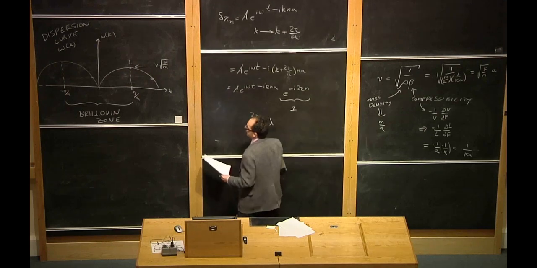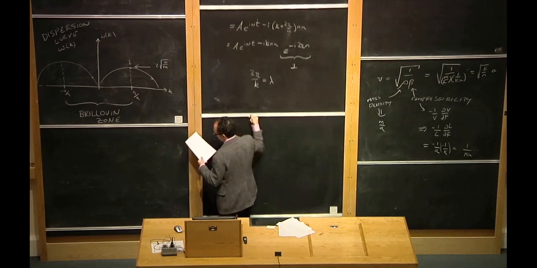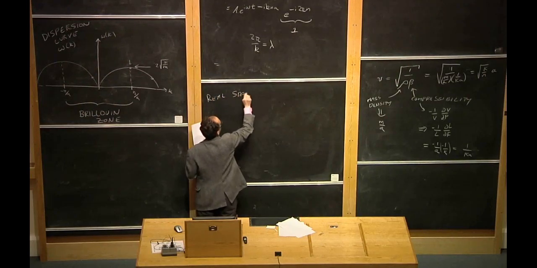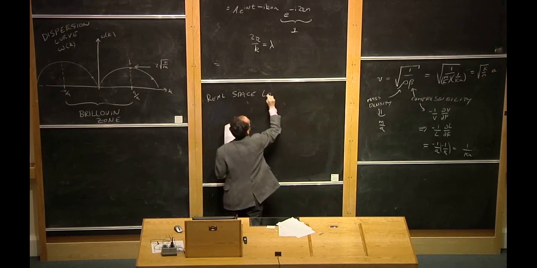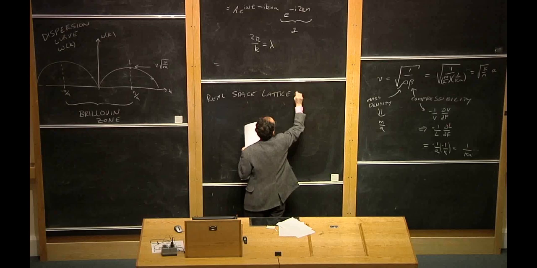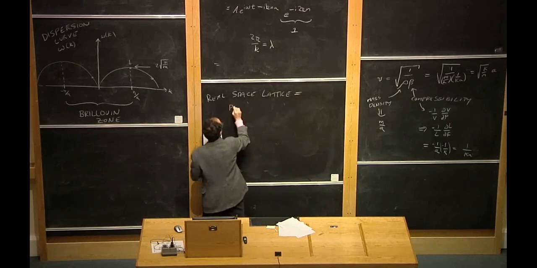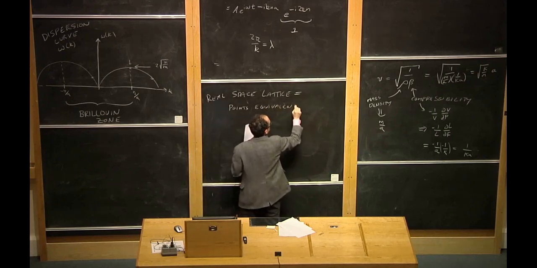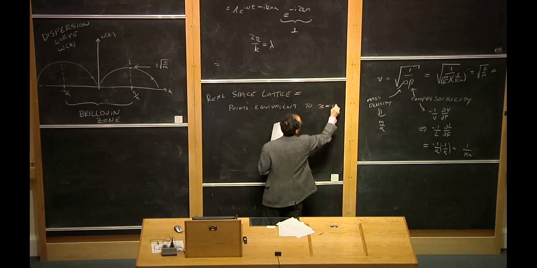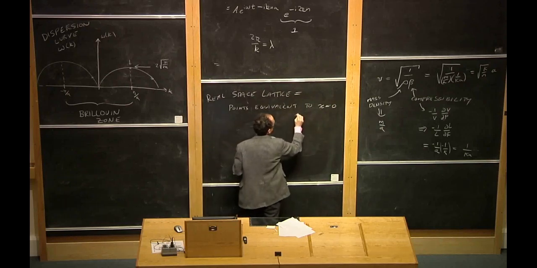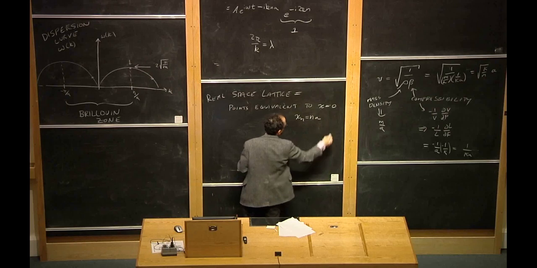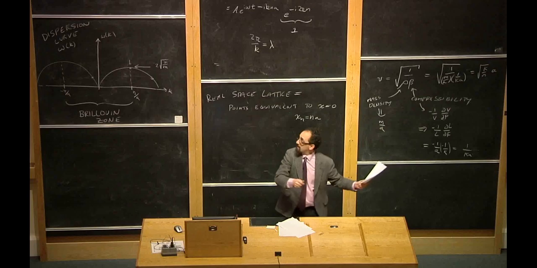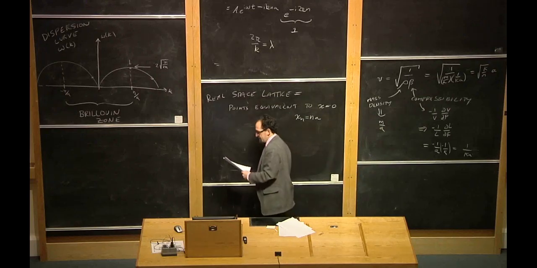A little bit more nomenclature that's fairly useful. The real space lattice, let me define it as all points equivalent to x equals 0. So in our picture there, that would be x_n equals n times a, because you can shift each point by an entire spring, and you get back to something that looks exactly the same.